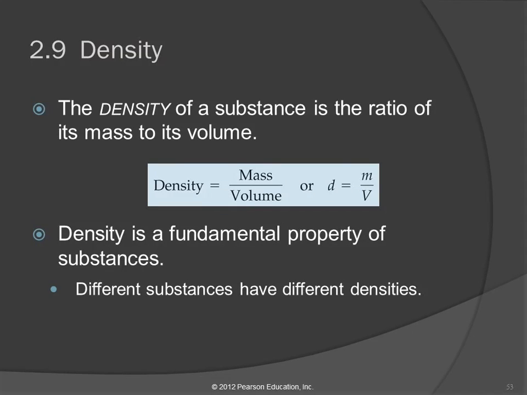Density. We have an equation for density. Density is the mass of something divided by its volume. This is a fundamental property of substances. If you take a block of wood and you cut it in half, you change the mass of it, you change its volume, but you don't change its density.